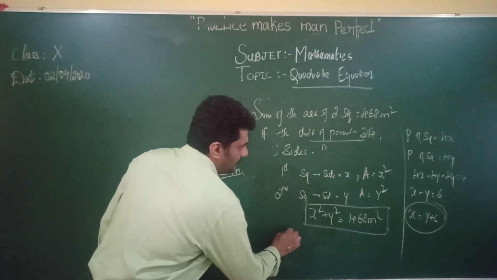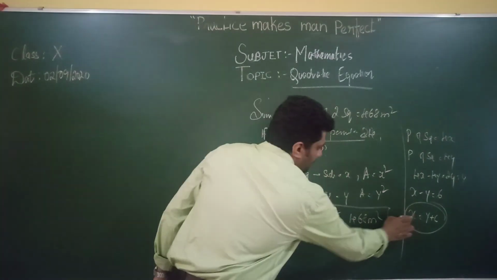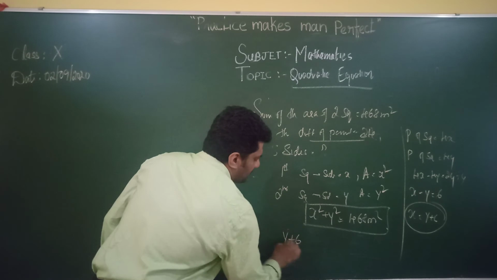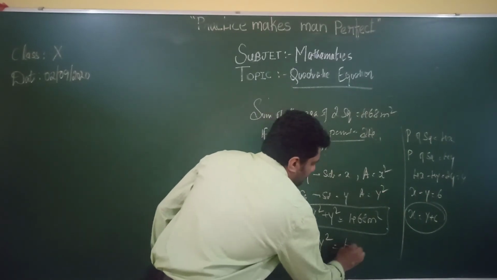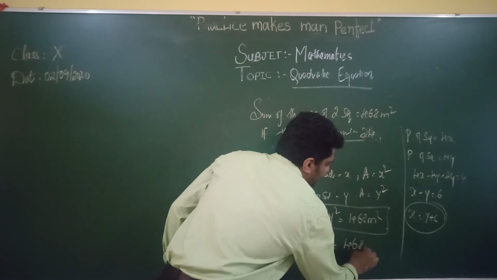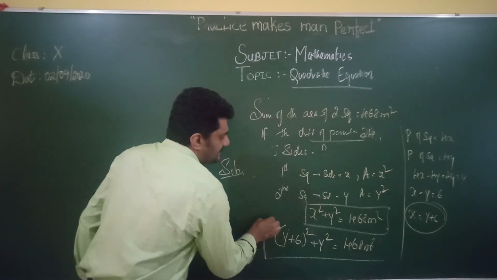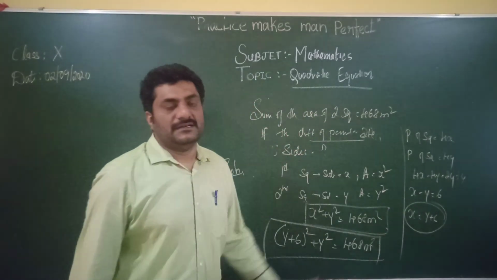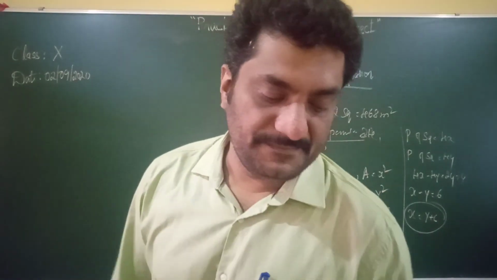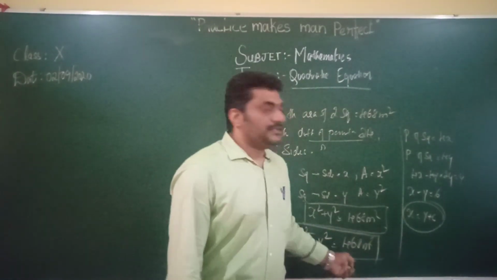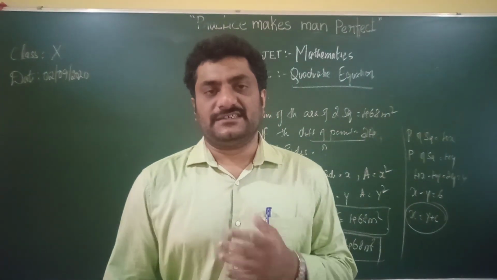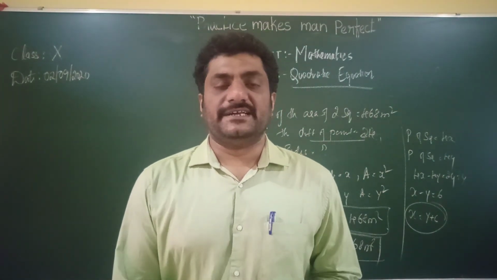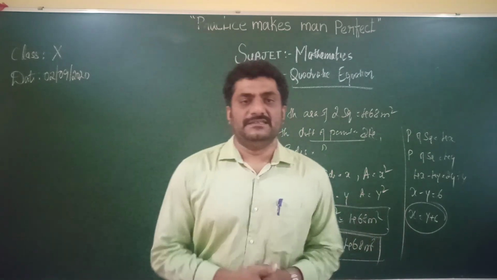What do we get? Y plus 6 whole square plus y square is equal to 468 meters square. This is the quadratic equation. Now you have to solve that. Okay? I want you to do this. Use either the formula method or a factorization method, I'm sure you should get the values of x and y.